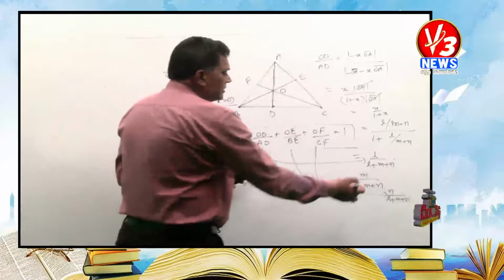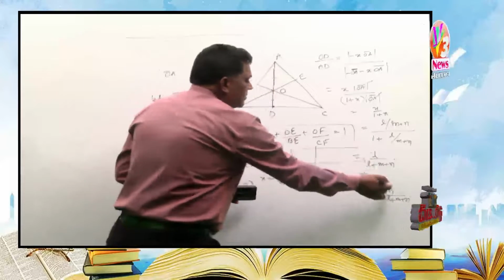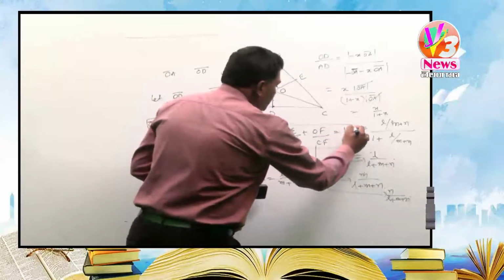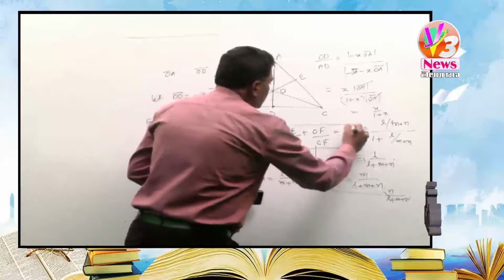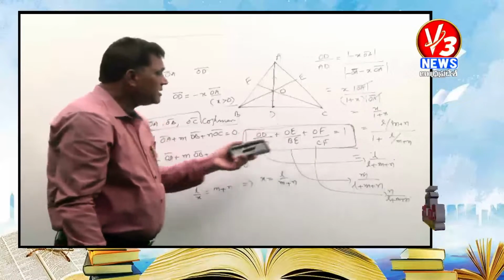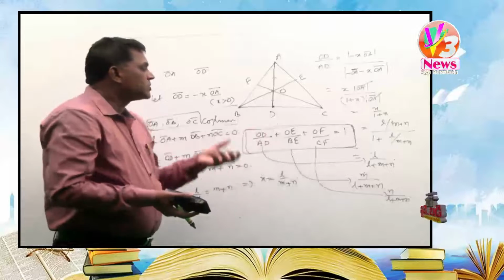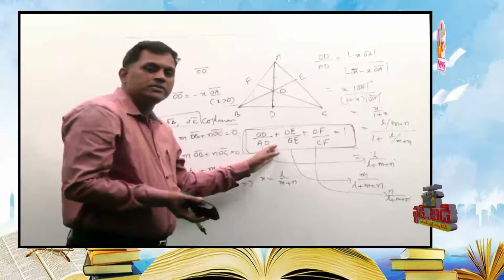Adding all the three, the denominator is the same in all, the numerator is L plus m plus n, these two cancel, and the result will come as 1. We can show this very comfortably like this. So this is the advantage of our collinearity property in solving such sensible questions.